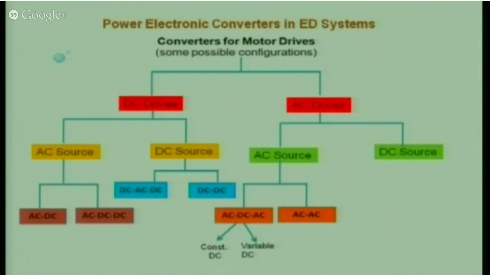Some possible configurations are here: DC drives and AC drives. DC drives have AC source, DC source. Then the AC source can be AC to DC, and it can be AC to DC to DC, means AC to DC and DC to another level of DC. Then in DC source there can be DC, AC, DC, and it could be DC to DC. In AC source here you can have AC, DC, AC. It can be AC to AC. Here DC source you can have DC to AC or DC, DC, AC. So again it is a constant DC drive, constant DC or variable DC. This is what is happening, and like this the power electronic converters are working.